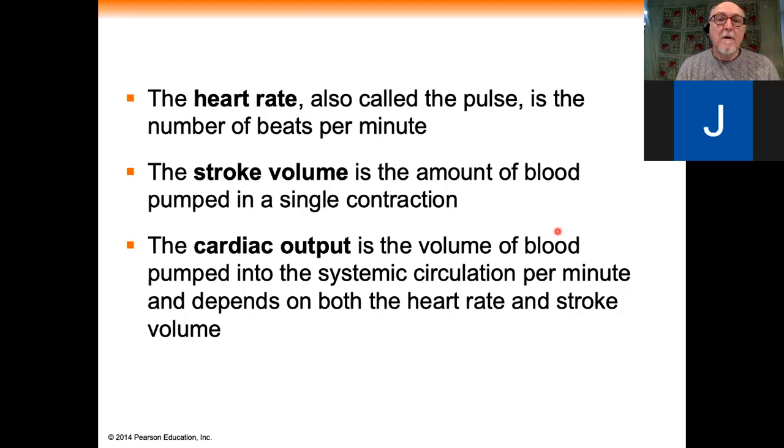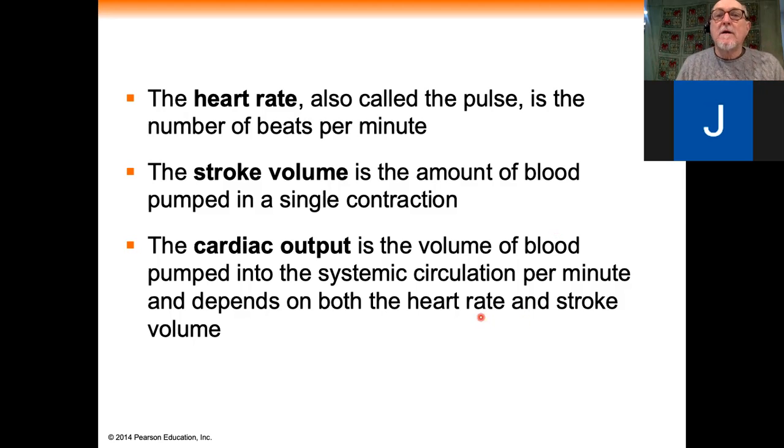It is so strong. The amount of blood that the heart pumps through in a single contraction is called the stroke volume. And the cardiac output is the stroke volume times the heart rate. That is the cardiac output. It's the volume of blood that your heart is pumping per minute.